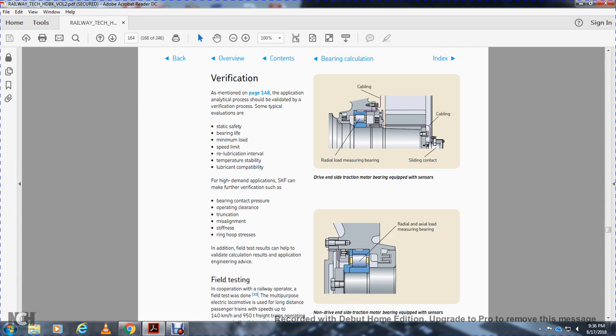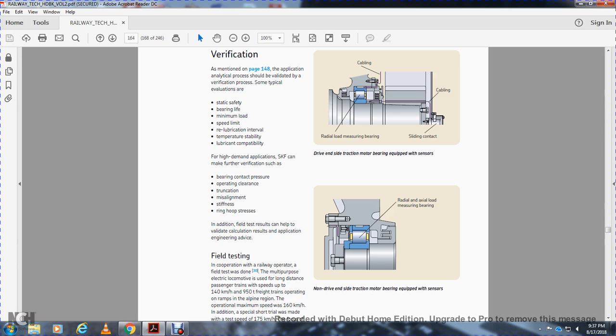Alright, verification. I mentioned on page 148 the application analysis for the process of the validity of the verification process. Some of the typical evaluations are static safety, bearing life with minimum load, the limit of the re-lubrication interval, temperature stability, lubrication stability of high demand applications, and further verification of the safety of the bearing contact pressure for the operating clearance, misalignment, and the shift in the ring. In addition, field tests can help with the validated calculation results of the application engineering advice.